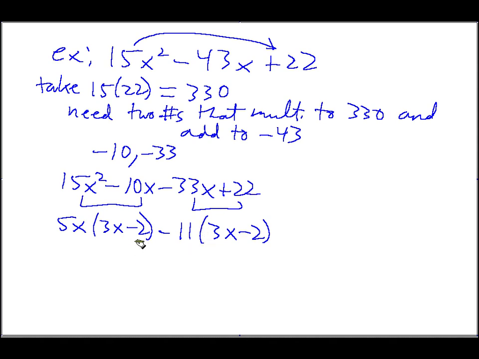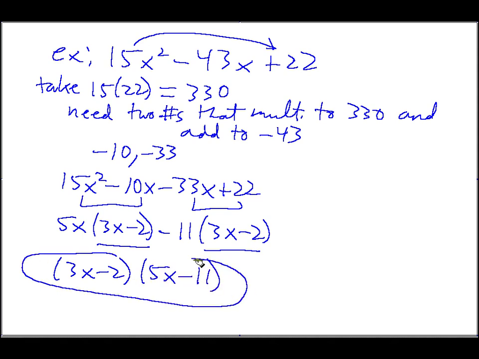So there's our solution, right? There's 3x minus 2 in common in the two groups. So we get 3x minus 2 times 5x minus 11. That's our solution using the AC method. All right? Trial and error. Let's use trial and error real quickly here.